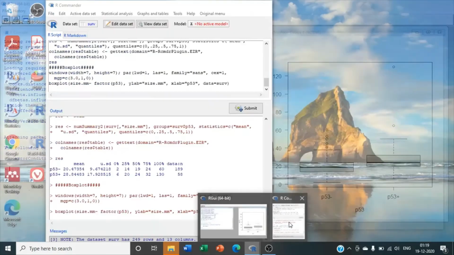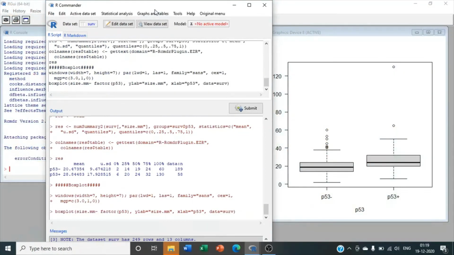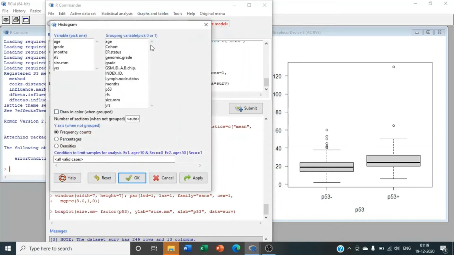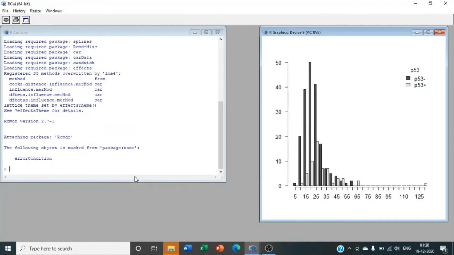Let's see what the description of size actually is. We can see how size is distributed by the histogram. Okay, and let us see it according to the P53 status. What we see over here by the histogram, two side by side histograms, is that size is extremely skewed. The distribution of size is extremely skewed. It's not symmetrical.